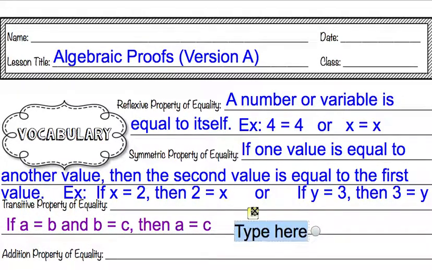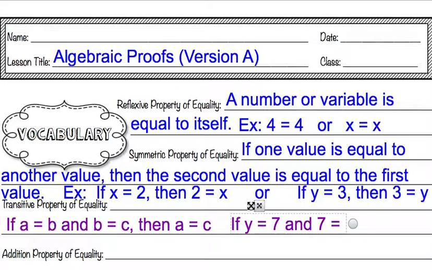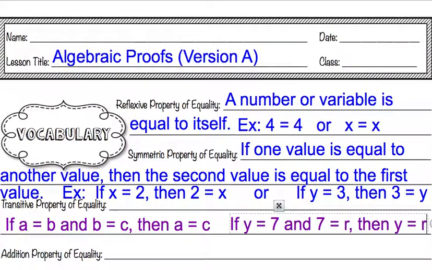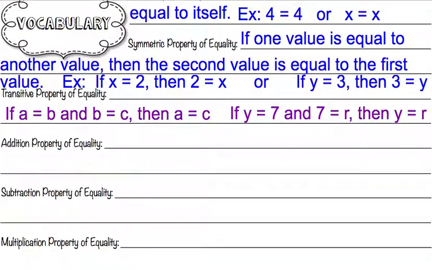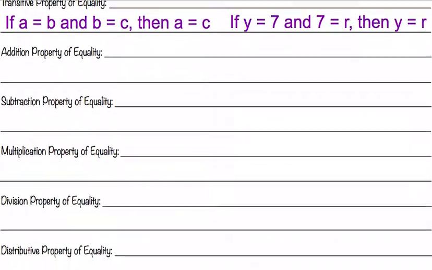So I'll give you another example. If y is equal to 7 and 7 is equal to, I don't know, r, then the first and third things that are named are equal to each other. Y is equal to r. Okay, so for today, those are the most challenging questions that I might ask you. They get much easier from here.